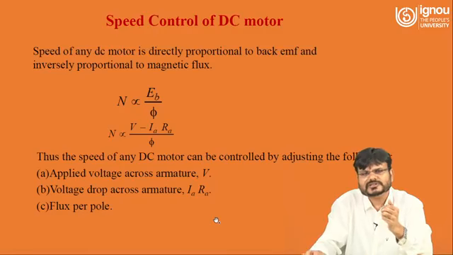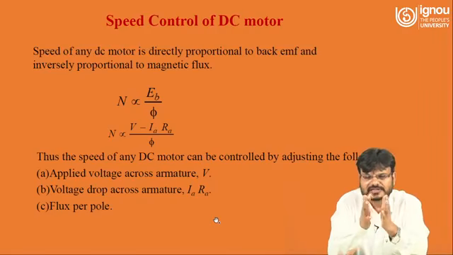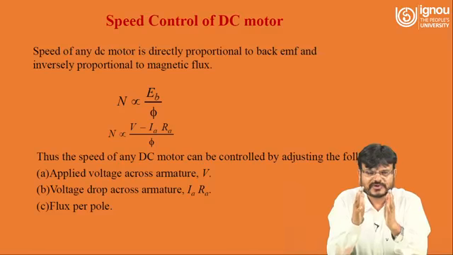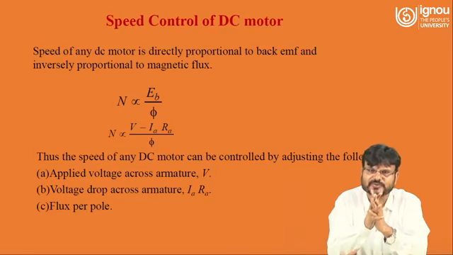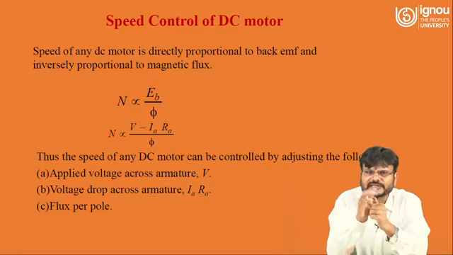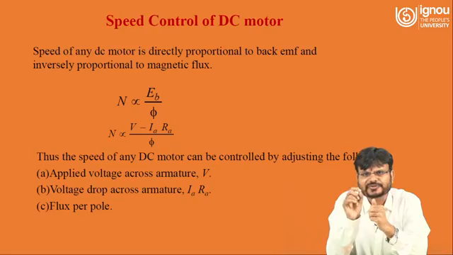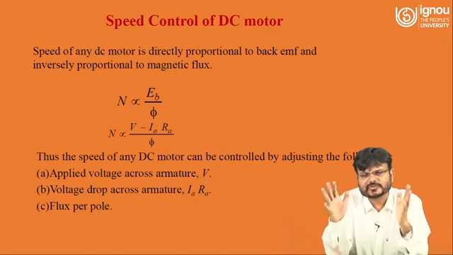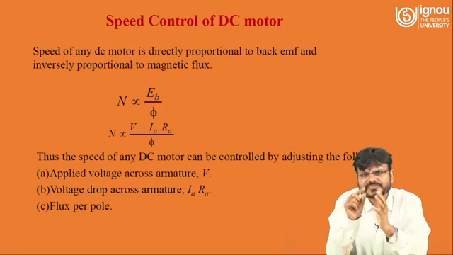Now we have to understand how you can control the phi. As I already told you, phi is the flux per pole, and this flux is generated in the field winding. This field flux depends basically on the field current. So field current is what? This is IF, and IF is equal to what? V upon RSH, right? So you can say this terminal voltage is fixed. That means IF is equal to V upon RSH.